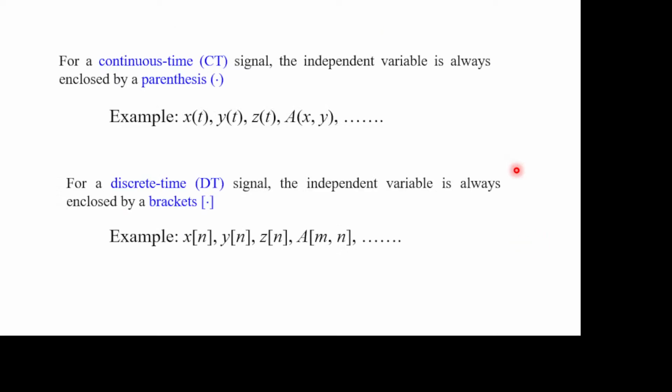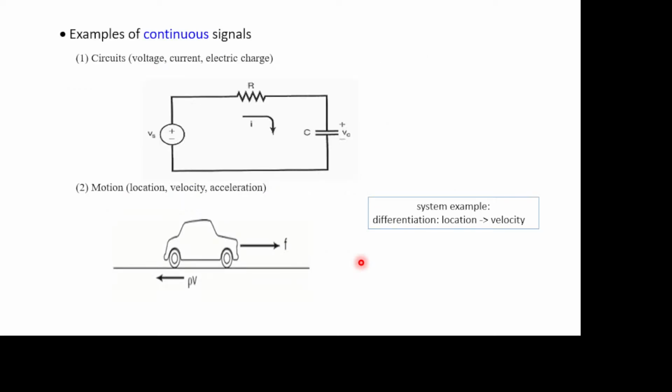And just what do we say here? For continuous time, we use parentheses, and it can be not x, it can be x or y or z, and maybe we'll have even more variables, a of x, y. But for discrete time, we use brackets, and you see x, y, z, now with bracket n, or we have more variables. Okay. Any question? No. And then let's go through some physical examples.